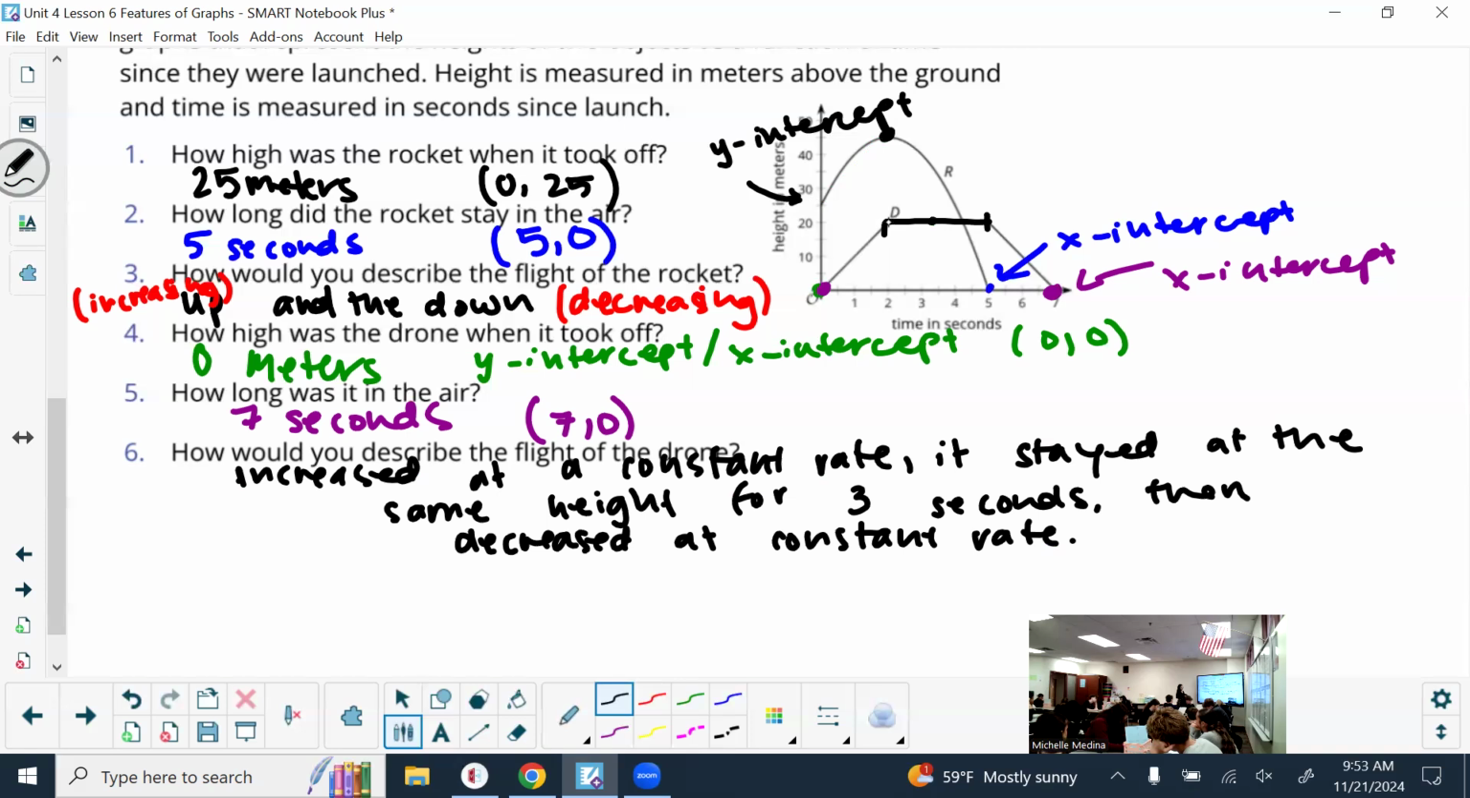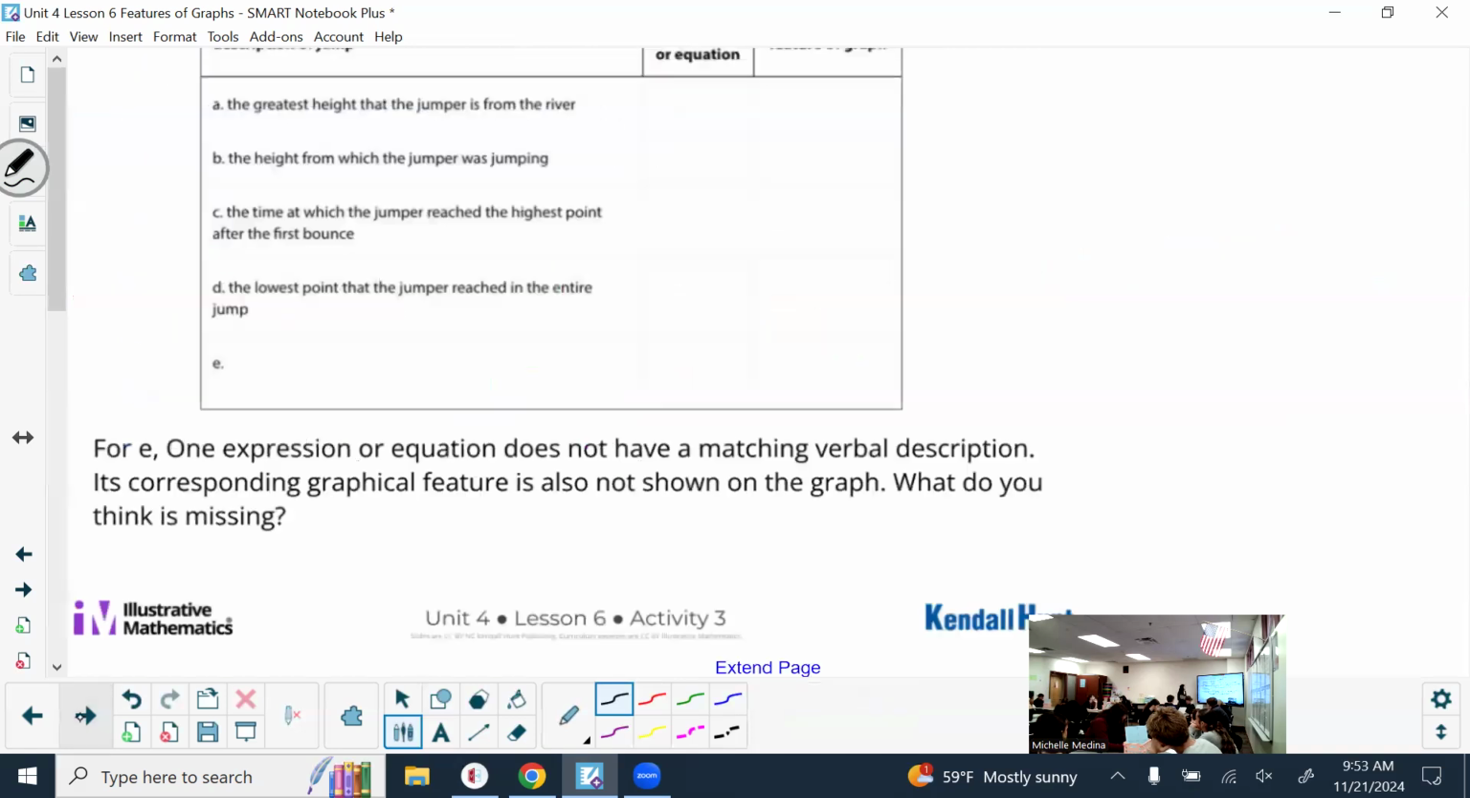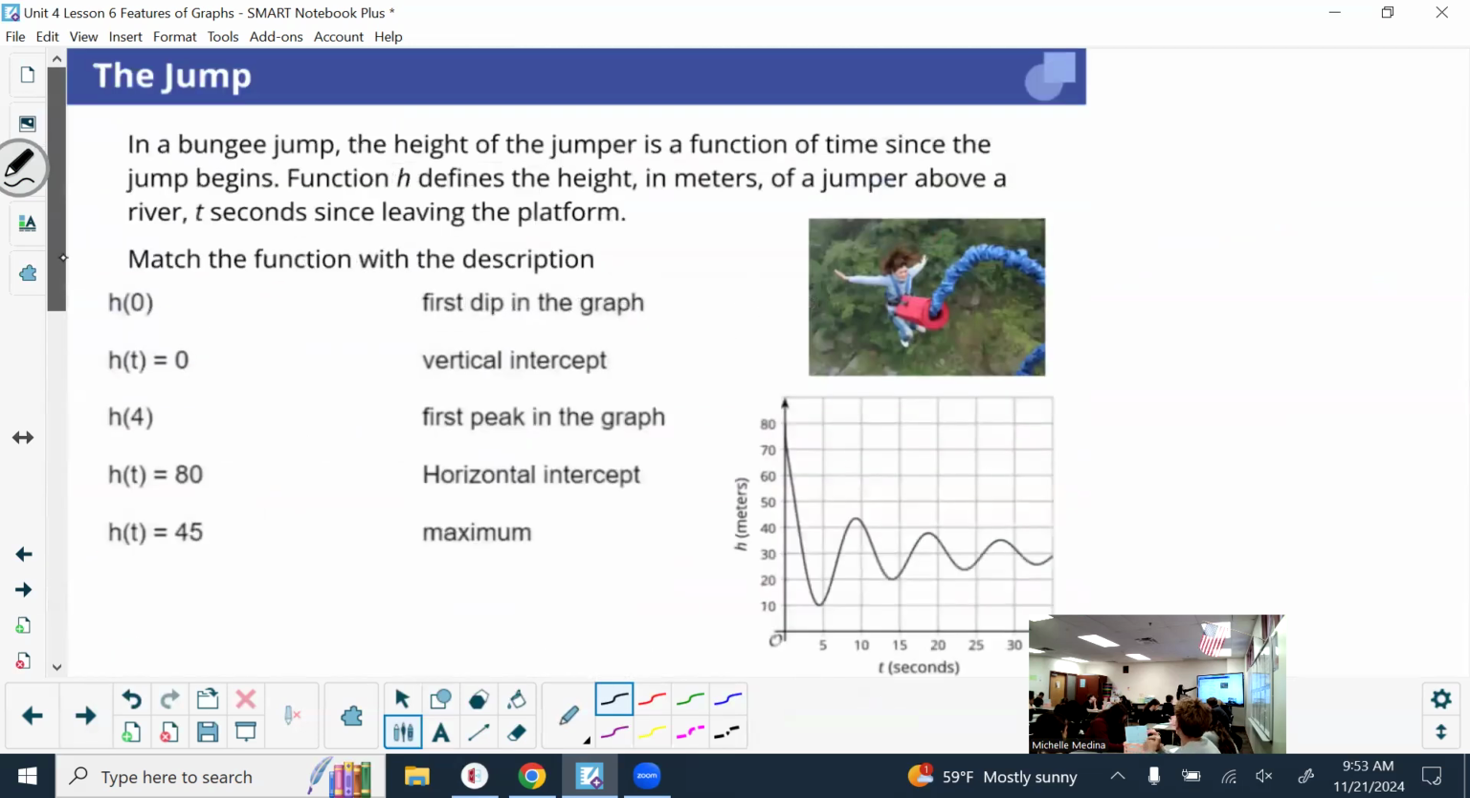All right, we're actually making really fast progress. My first hour didn't get that far. So let's just take a look at this one.